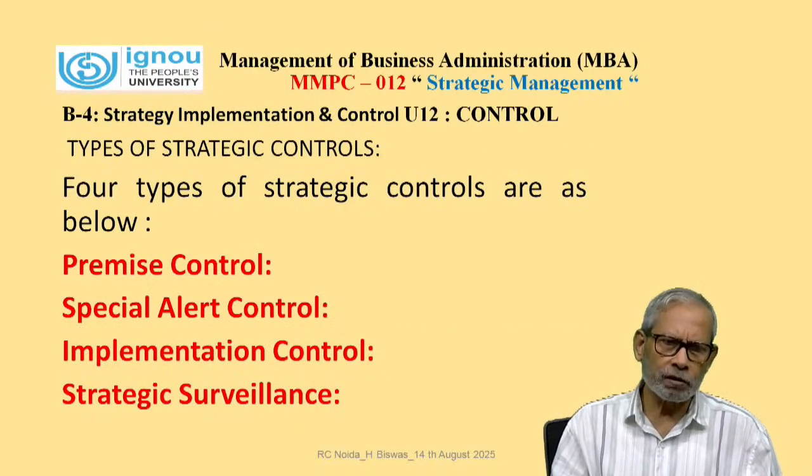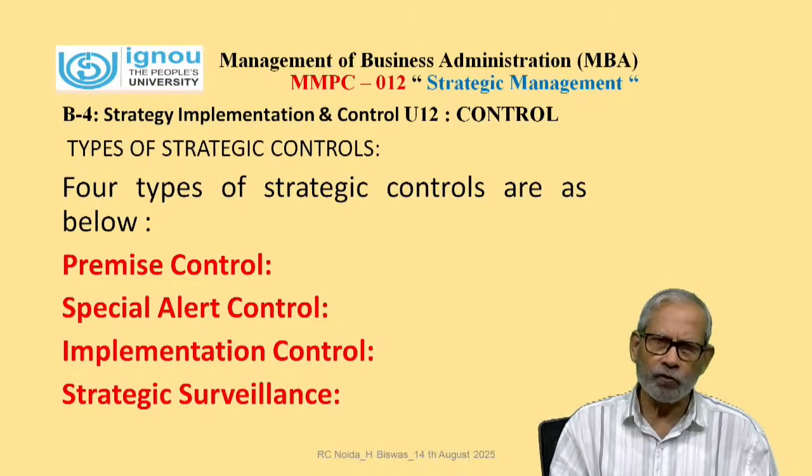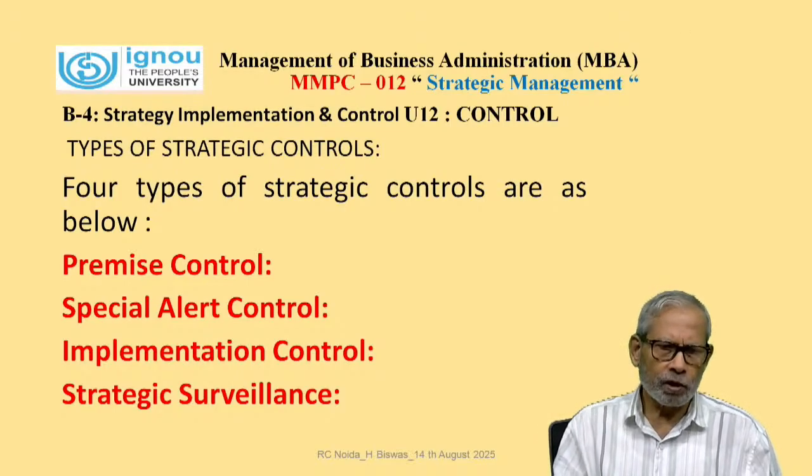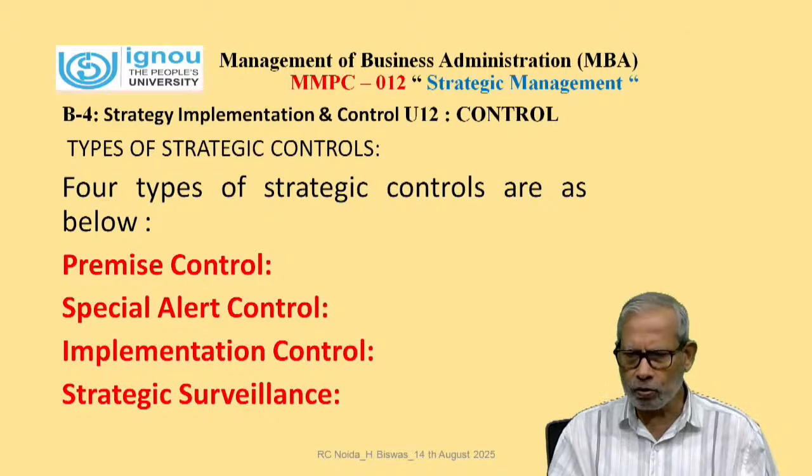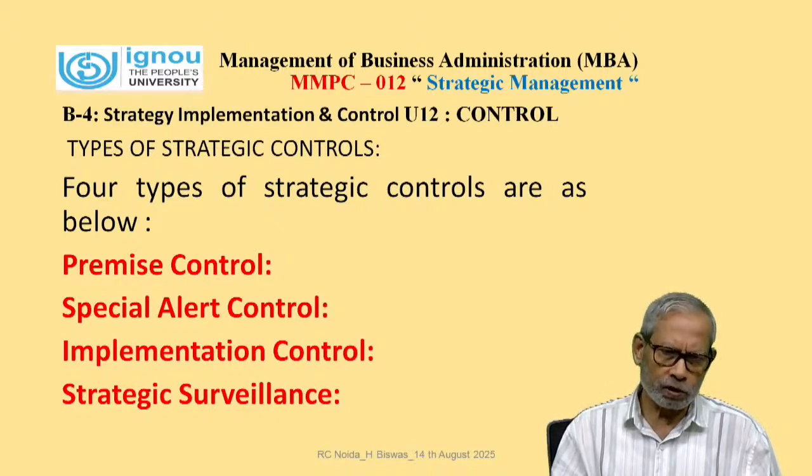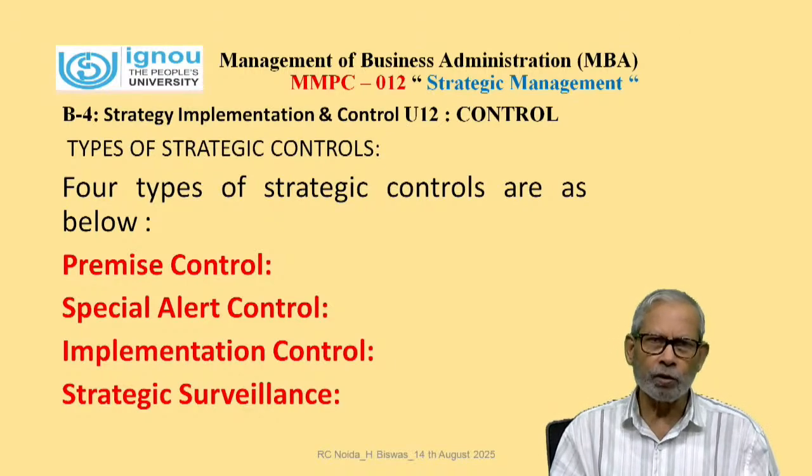Types of your strategic controls. There are 4 types of strategic controls: your premise control, then your special alert control, implementation control, and strategic surveillance. These all are the types of control systems.